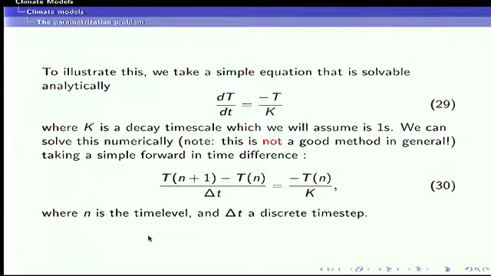So again, this is just like the equation on the board. This is just a very simple equation for a Newtonian relaxation. So we have temperature T relaxing back at a rate that's actually related to temperature itself. So we have dT/dt equals minus T over k, and k is just a constant. And I've just split this up, and as I say here, this is not a good method in general. This is just a very simple method to illustrate this, and it works for this very simple equation.